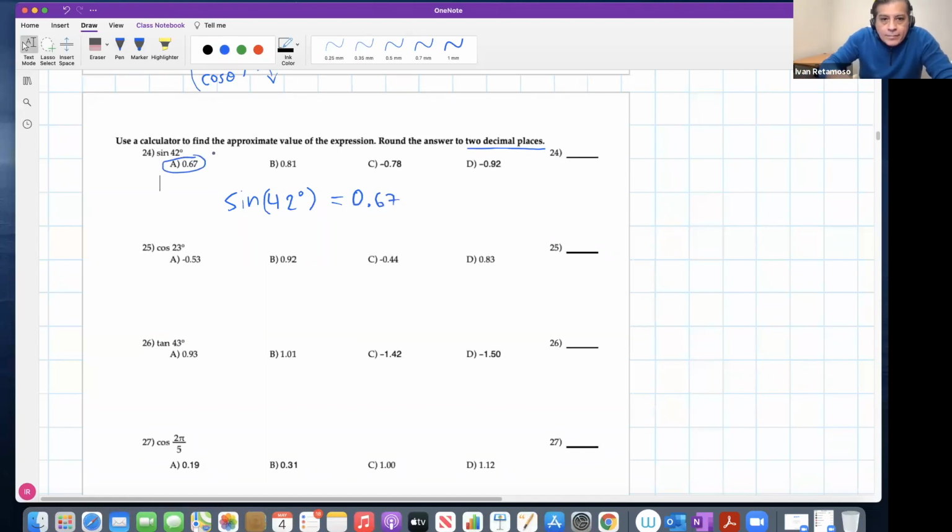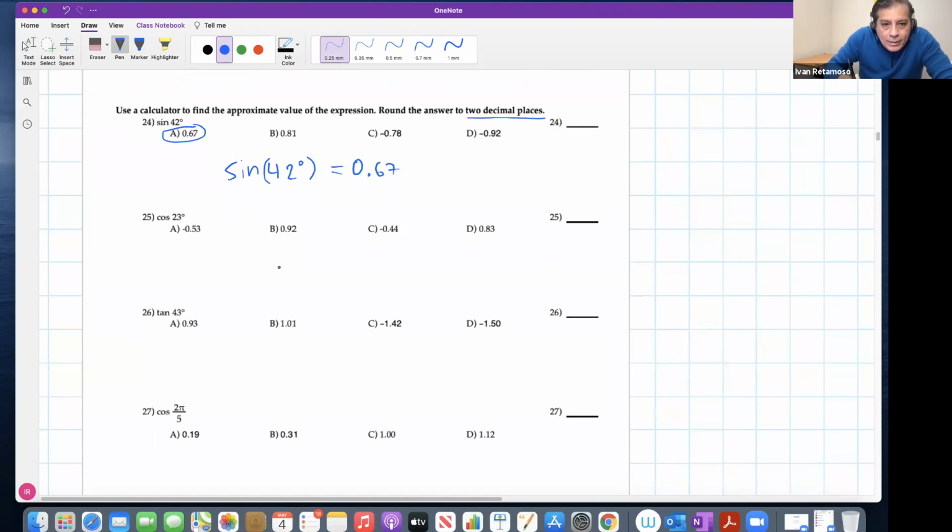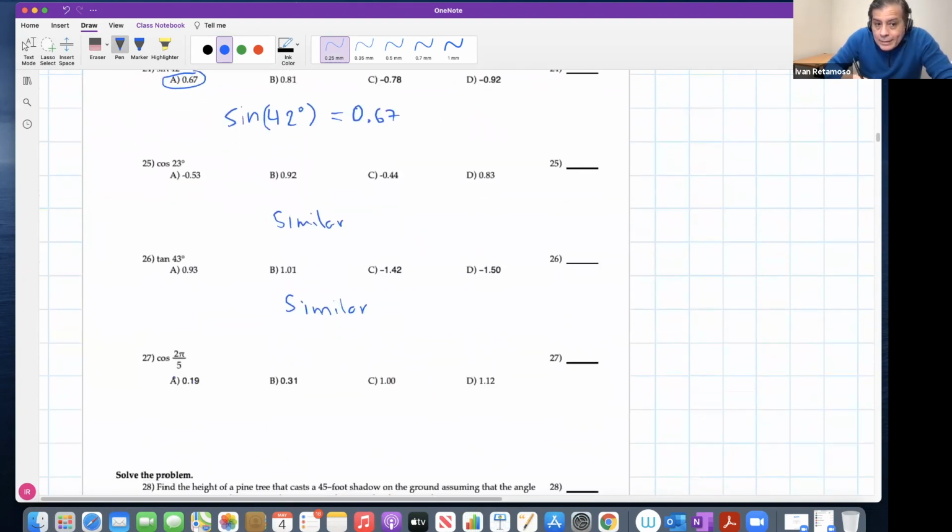And then you go to 24. Excellent. This one is similar, right? This is with cosine. This is with tangent. Yeah, you can do it. But this one is a little bit interesting because it deals with radians, right? How to compute this in the calculator?